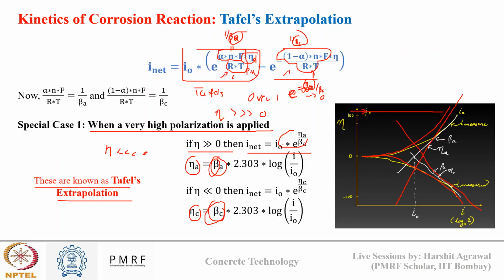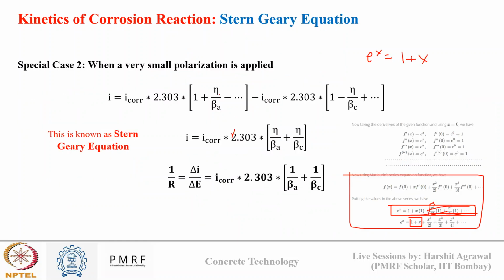So I naught into e to the power x, so this is my x, I have written it as 1 plus x. And similarly for the second term we have written this. On resolving, what we'll get is I equal to I corr into 2.303 times eta upon beta a plus eta upon beta c, and this eta is nothing but delta E, and this I is nothing but the current due to this potential. It will help me to define the resistance.